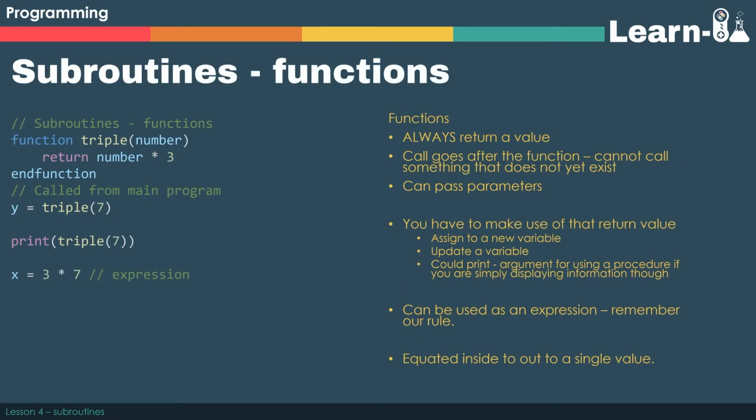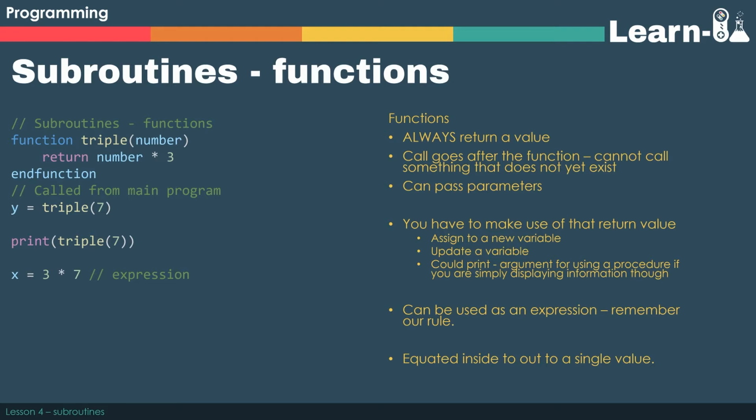First up, let's have a look at some functions. The key term is the word function. So we've got function, triple, then number. Number is a parameter, a variable that we can use inside our function. The key to a function is that it always returns a value. It's got to have that return keyword.